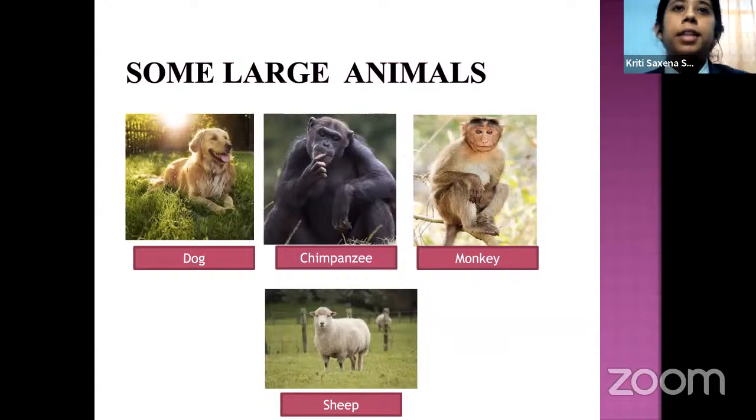Then these are some large animals: dogs, chimpanzees, monkeys, sheep. Sheep are generally used for asthmatic drugs and the drugs which are used in hemophilia. They are very prone for that type of preclinical studies. Whenever we talk about preclinical studies, that is the testing in animals, either small or large.